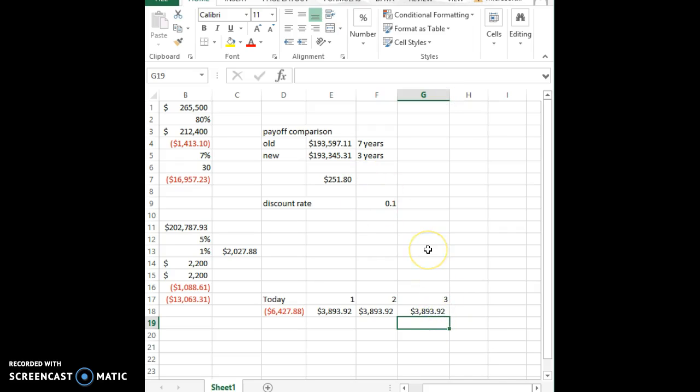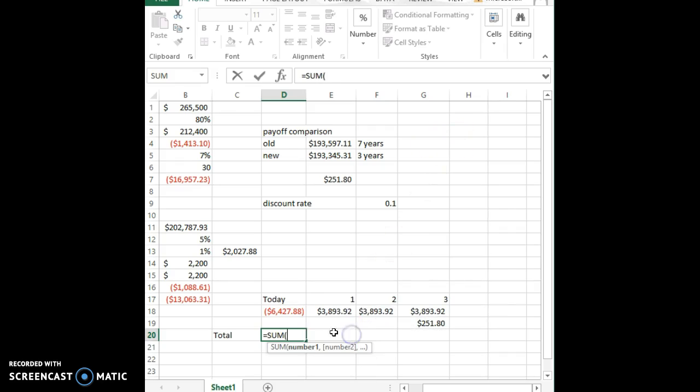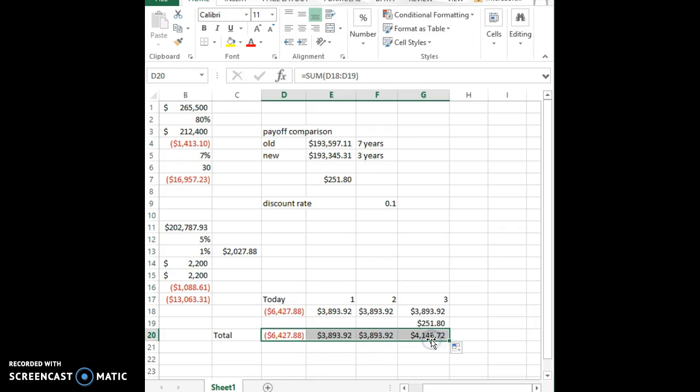Now we want to add our difference between the old and the new, and we're going to have a total. You can easily do this by hitting the sum button, or you could type it in, and drag it across like that. Hit enter, and you can easily drag it down.